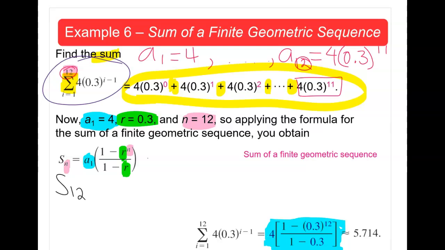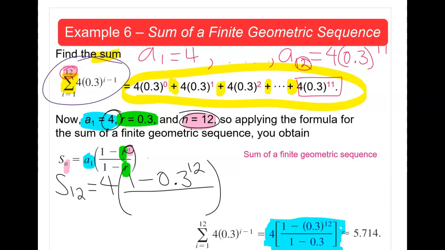So S sub 12 is going to be a sub 1, which is 4, times 1 minus the common ratio 0.3 to the power 12, just like the formula indicates. And then that will be divided by 1 minus the common ratio 0.3.